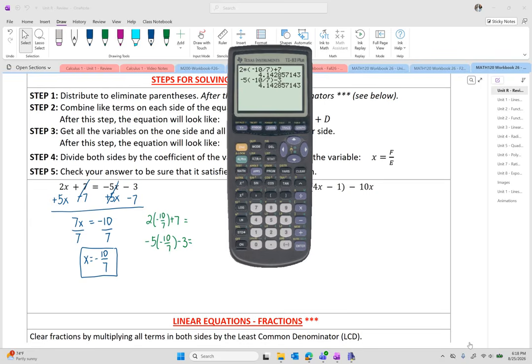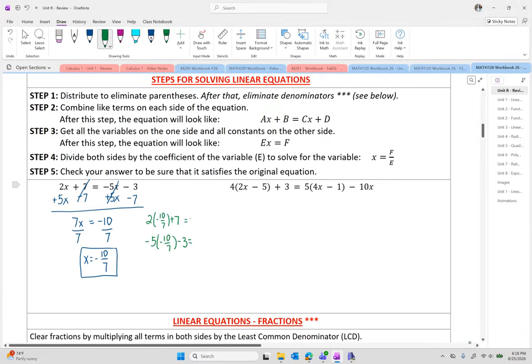So I did that in my calculator. I got 4 1/7 on both sides, and these are the same values, so I know that I did this right. So I checked my answer. Let's do the next question.